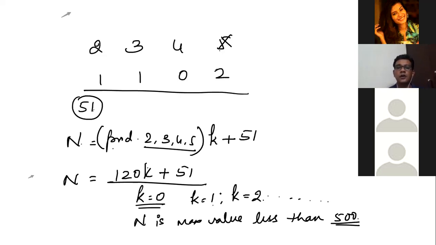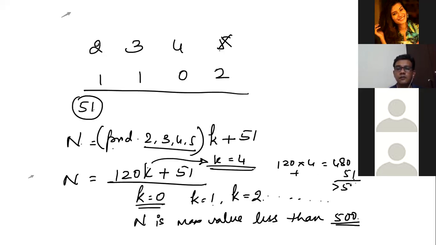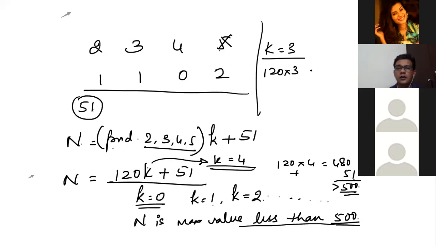If I put the K value as, let's say, 4, what is going to happen? 120 into 4 gives me 480, and 480 plus 51 will be greater than 500. So what should be the K value for me to get a value less than 500? In that case, the K value should be equal to 3. If I put K as 3, I'll get 120 into 3, 360, plus 51, 411.